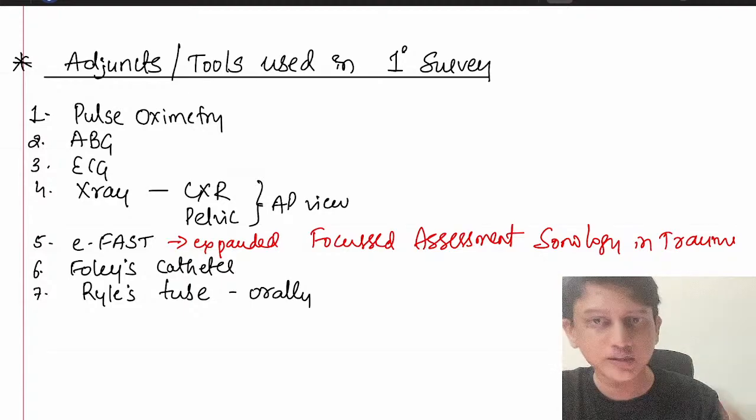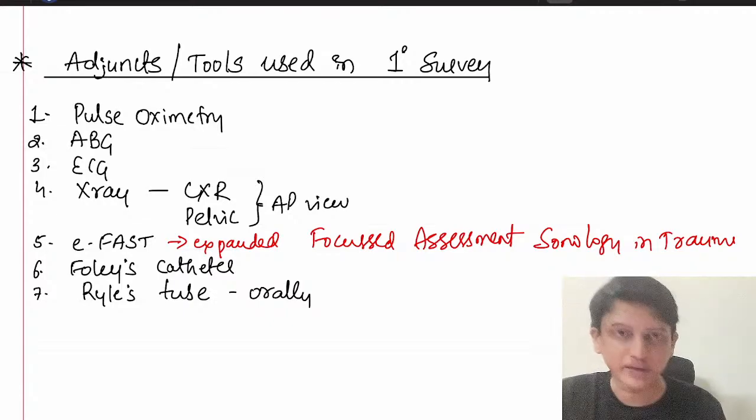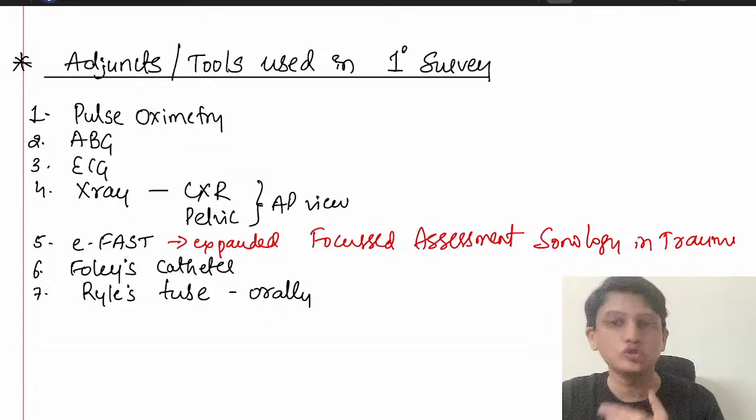Through the catheter, urine will be collected in the bag, so every hour you can monitor whether the patient has passed adequate urine or not. Then Ryle's tube is passed orally for feeding.